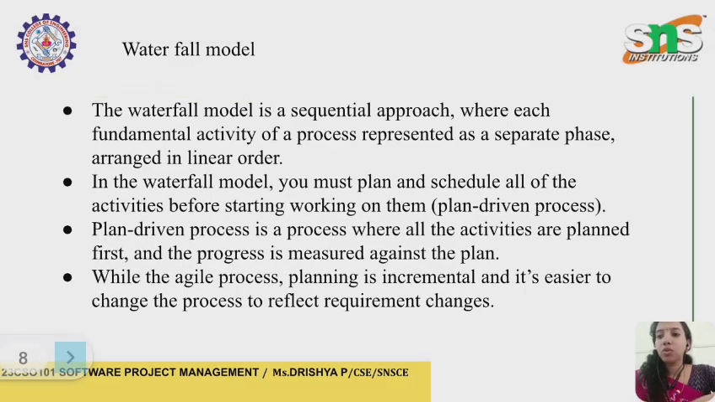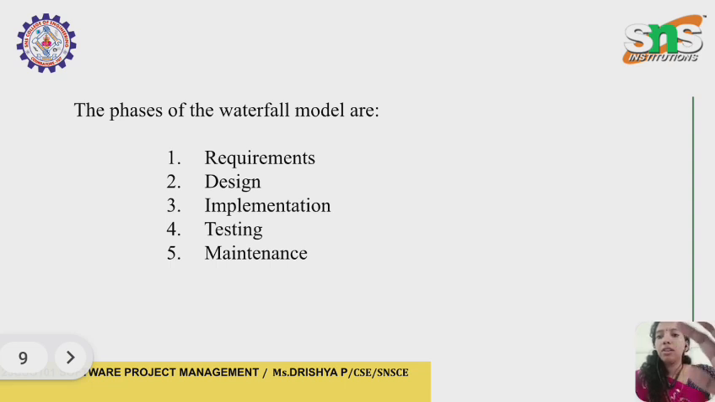So, moving on to the next part. There are five steps, a sequential approach of the waterfall model. The first one is the requirement phase, the second is the design phase, then the implementation phase, then the testing phase, and the maintenance phase. Requirements phase means the project needs some requirements or specifications from the customer. That is the first stage.